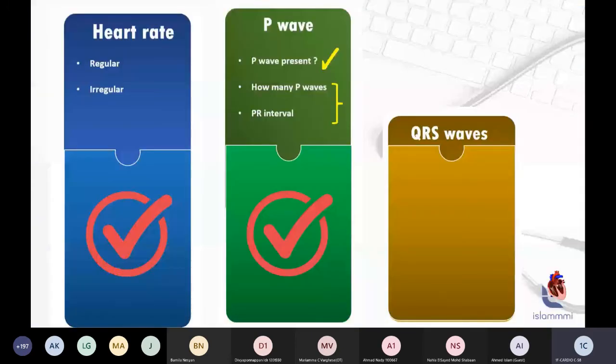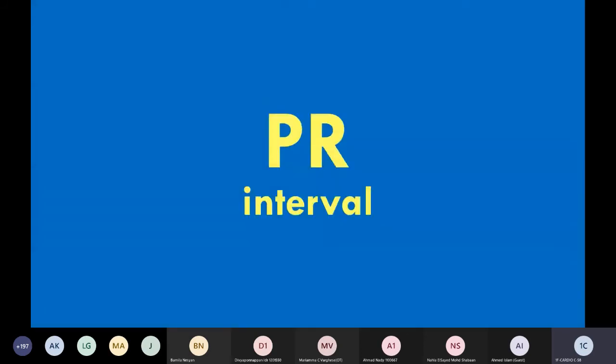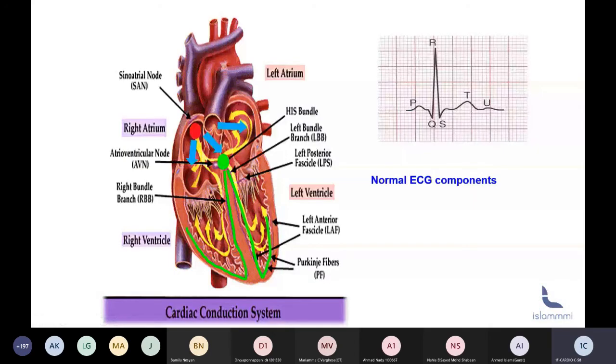So we finished now the P wave, and then we go to the PR interval. How many P waves and the PR interval? This is quite important. As I told you before, the PR interval is there because of the delay at this point, which we call the AV node. It's acting like a bridge, as we said before.